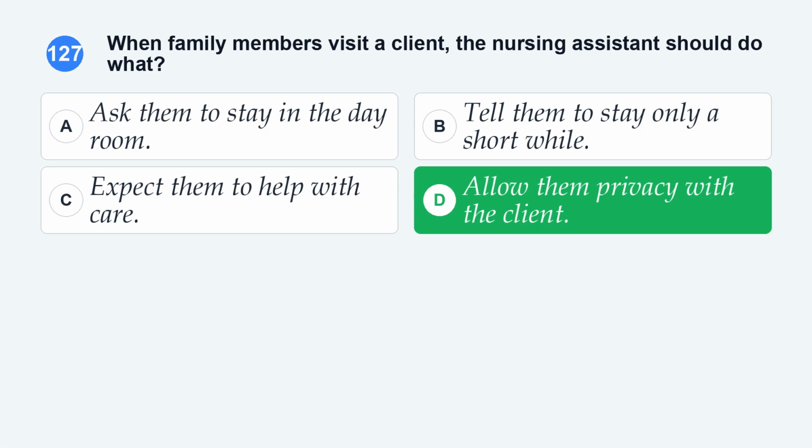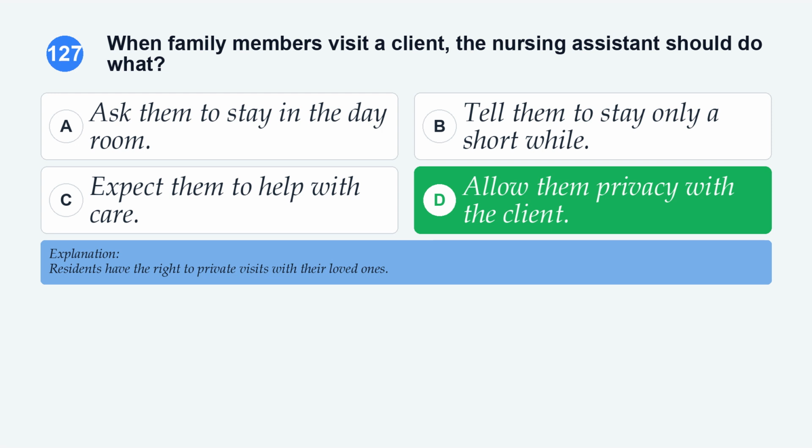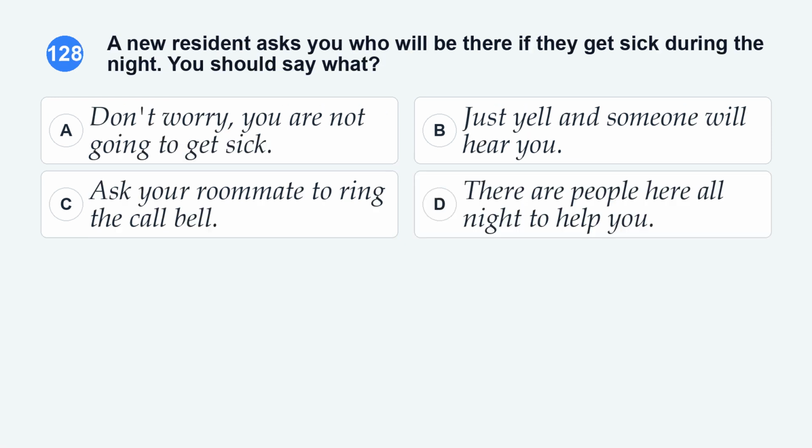The correct answer is option D. Allow them privacy with the client. Explanation. Residents have the right to private visits with their loved ones. Question 128. A new resident asks you who will be there if they get sick during the night.